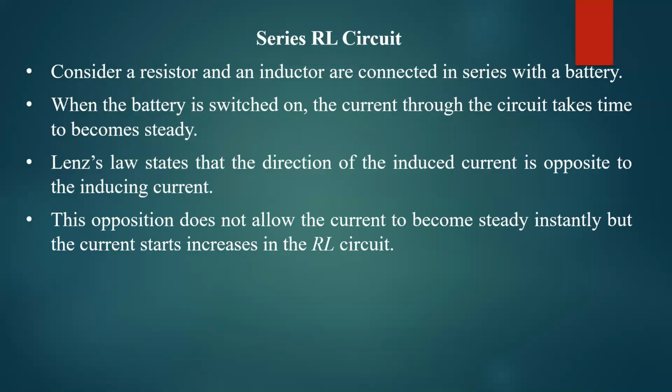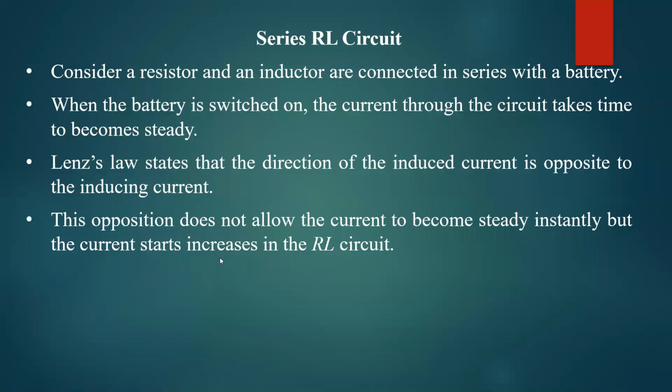According to Lenz's law, the direction of the induced current in the inductor is opposite to the inducing current. When the battery is switched on, the current will start to flow through the inductor, and the inductor will produce an induced current that is opposite to the incoming current. That current is due to electromagnetic induction. We know that the inductor is a coil, and that coil will create the electromagnetic EMF.